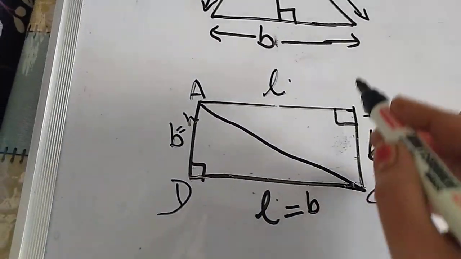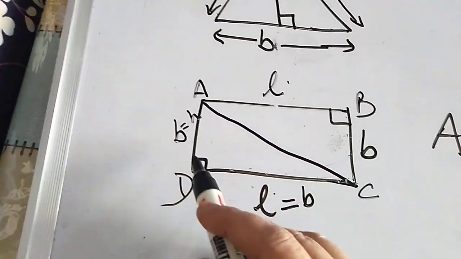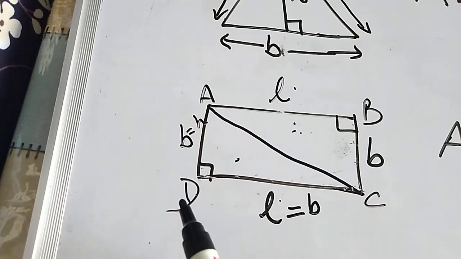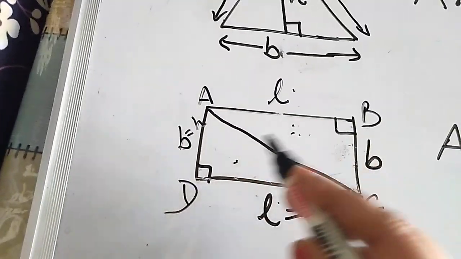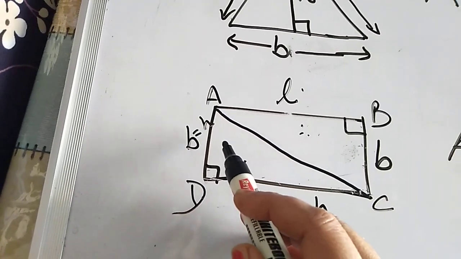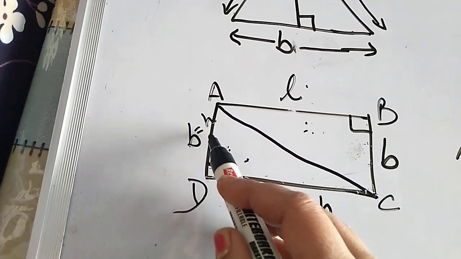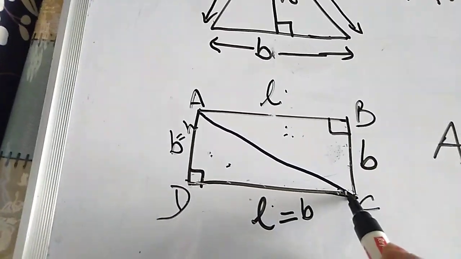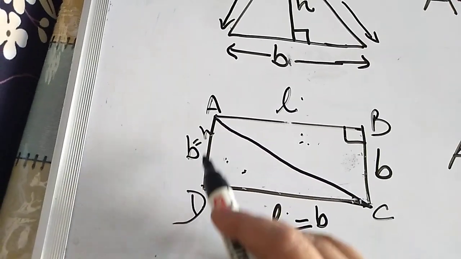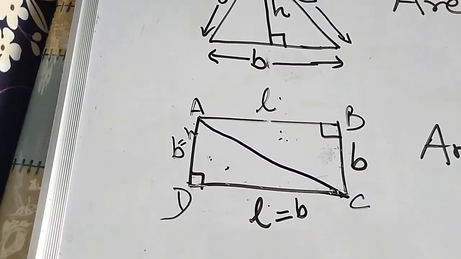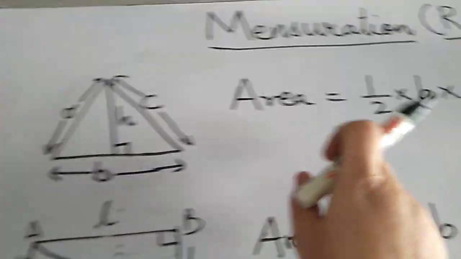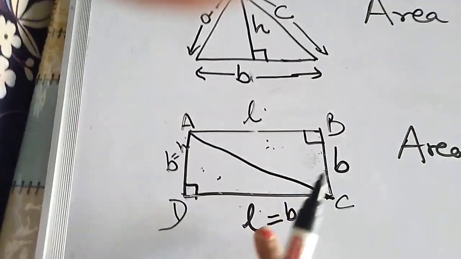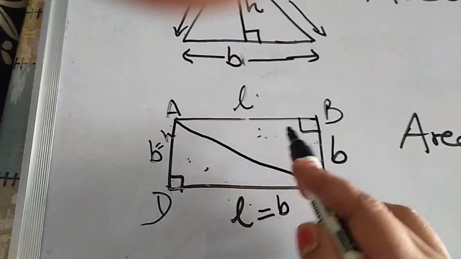This base goes till here, and the height is this. If I divide the rectangle into 2 equal triangles, these are 2 equal triangles. If you fold it, you will see that the triangles are equal in area. So the area of this triangle will be half of L into B. Here the length can be called the base of the triangle and the breadth can be called the height of the triangle. So we will not start with the area of a triangle as half into base into height. We will start with the area of a rectangle, which is length into breadth. Now we are dividing the rectangle into 2 equal triangles.